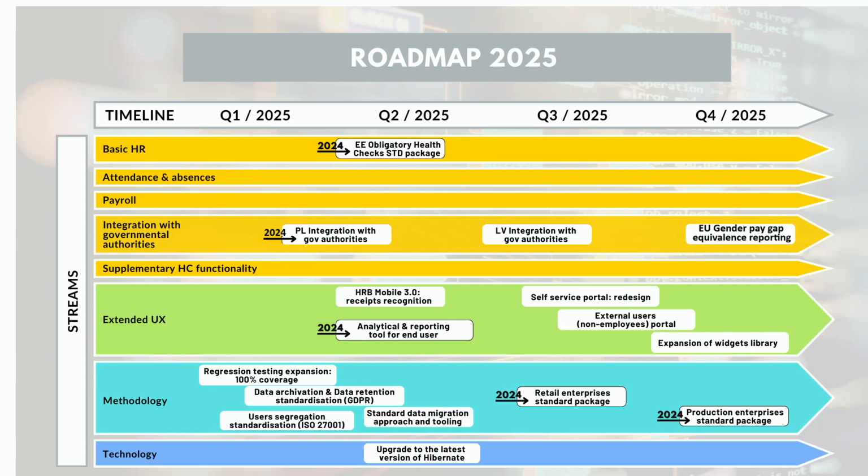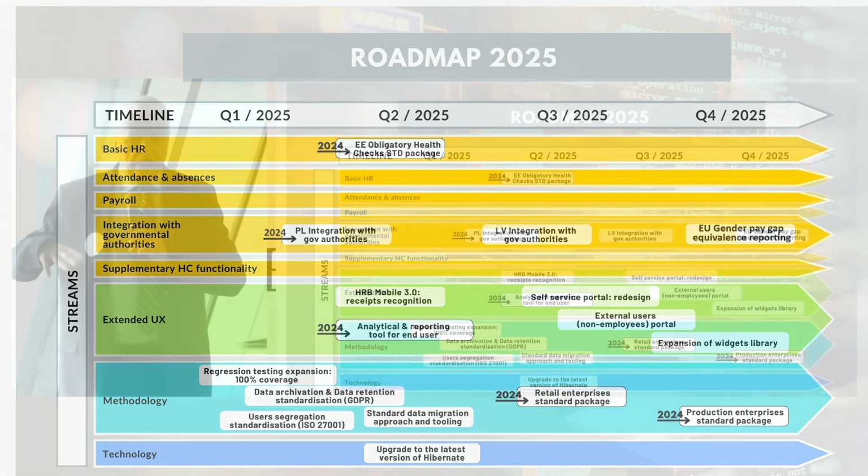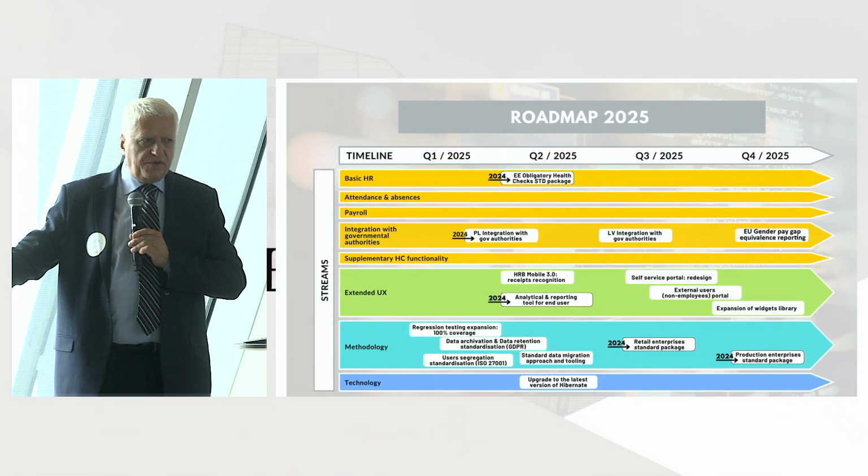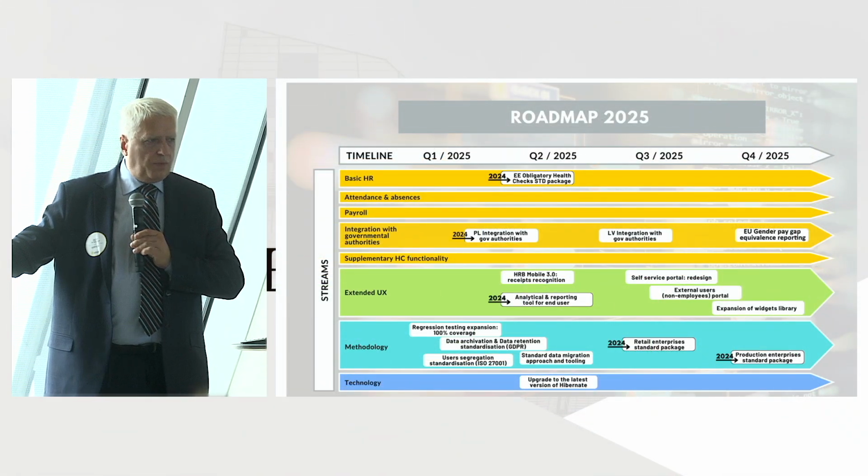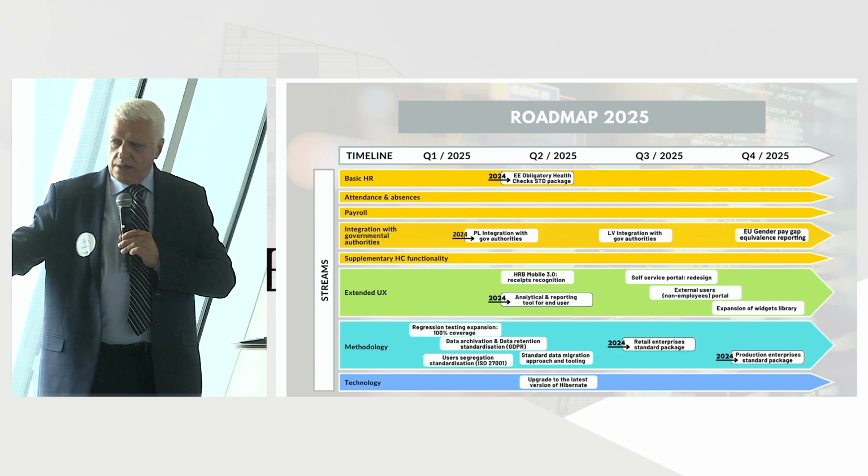And the last one is methodology improvements, what for sure should be done. We are planning to expand our tests to cover 100% of all our standard functionality by regression tests, to improve stability of the product after new builds, to catch bugs and errors before they are found by customers.